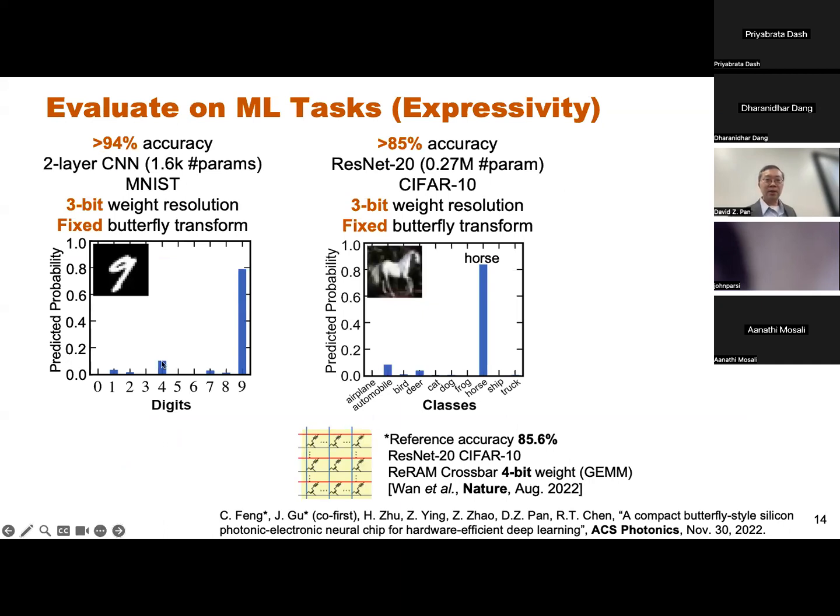This is a small task, like MNIST. It's very simple, only two layers of CNN. No problem, we got 94% accuracy. And then there's some CIFAR, so you can detect the holes, and so on and so forth.